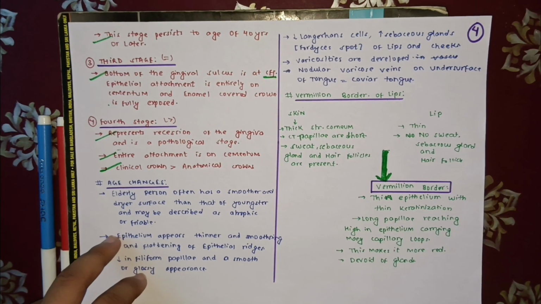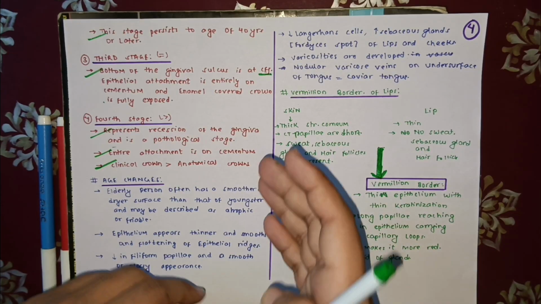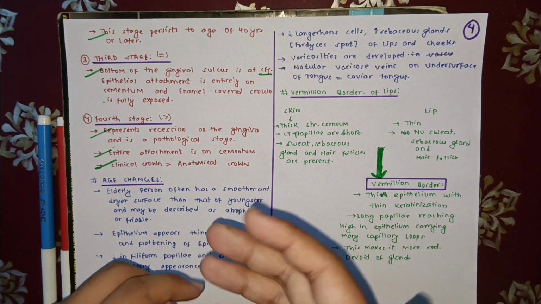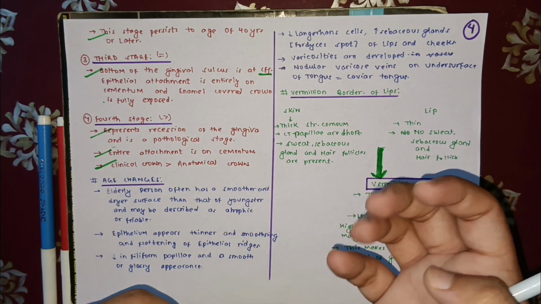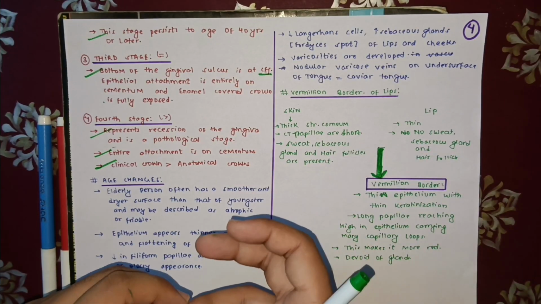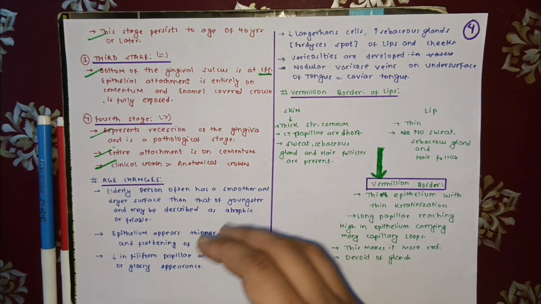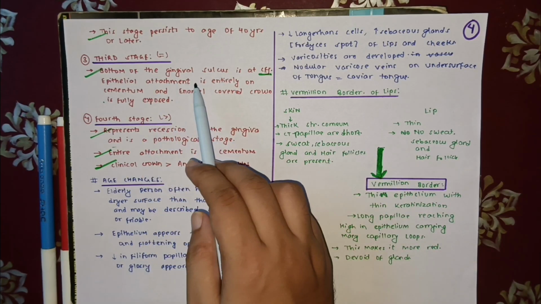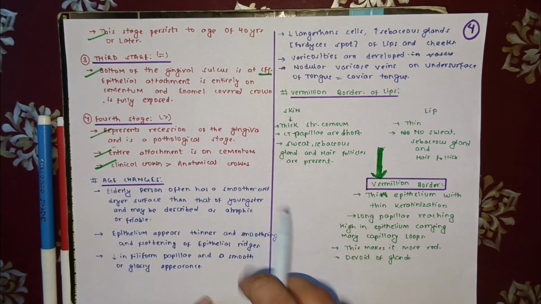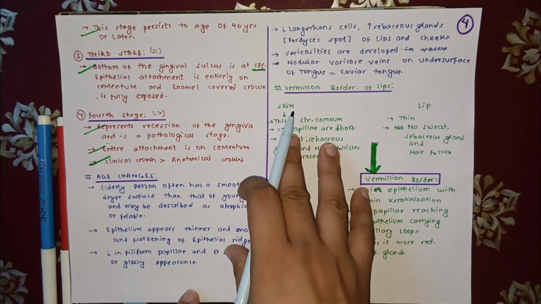This can be framed into a question. They can ask you whether in the third stage the clinical crown is greater than, equal to, or less than the anatomical crown, so tick one answer. At that time you should say it is equal at the third stage. Like that they can ask you in the MCQ exam.